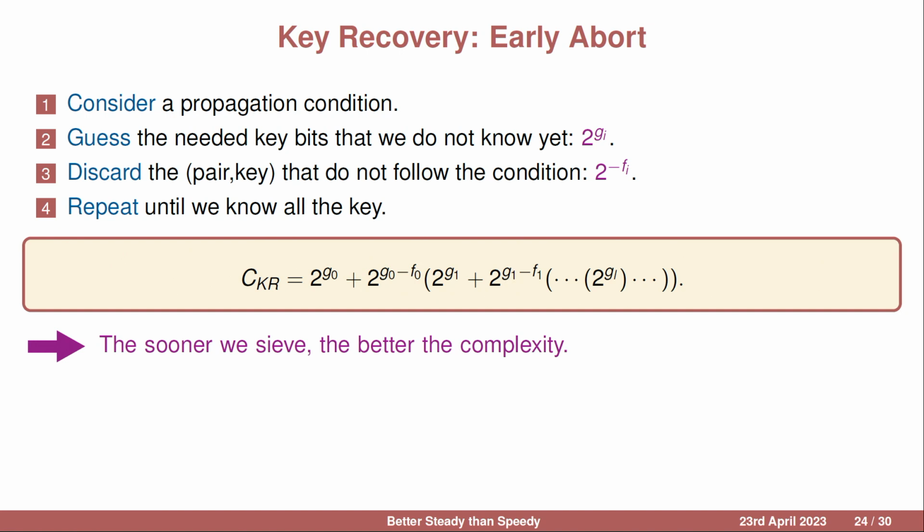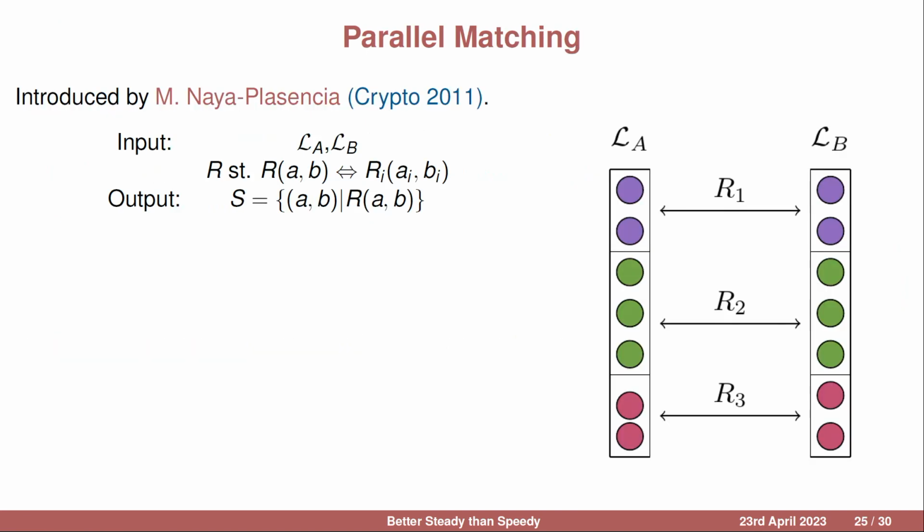And something else that we will use to have efficient key recovery is a technique called parallel matching that was introduced in Crypto 2011 by Mariana Placentia. I won't discuss the exact algorithm, but basically, if you have some data stored in two lists, and you want to find some elements that satisfy your relation on the Cartesian product of the lists, you can perform something pretty efficient if you can split your relation into smaller relations. This is something that we used, and I will present an example of that just after.